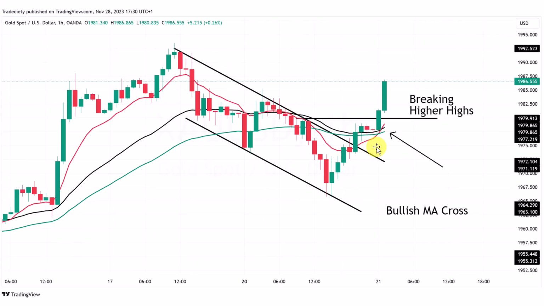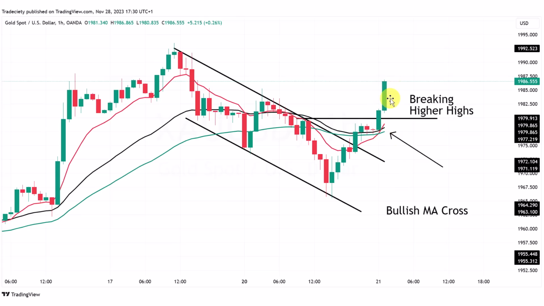A few candles later, we see that the market has broken higher highs. We have exited the flag pattern. We are above the 3 moving averages, and we have a bullish cross off the moving average. The red 10 period fast moving average is now above the other slower moving averages, giving us a bullish moving average cross, signaling the continuation.